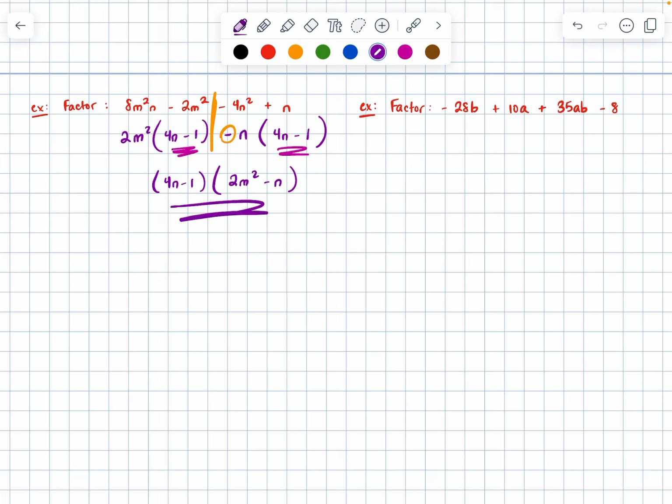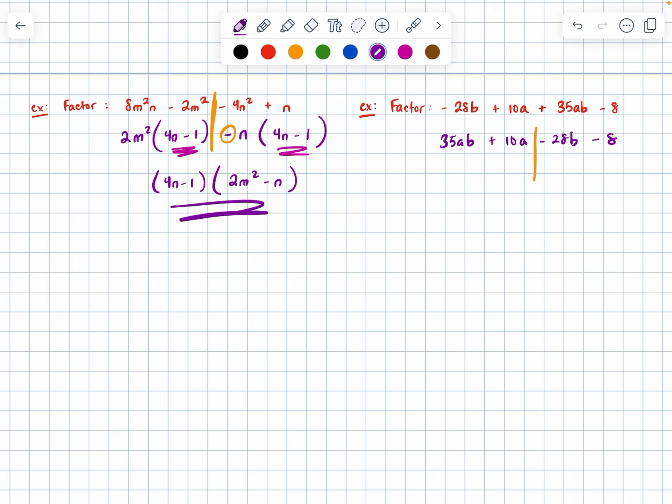For my second one, negative 28b plus 10a plus 35ab minus 8, here I do actually need to do some regrouping. In the second, 35ab and 8, no common factors. So I'm going to choose to rewrite this in standard form to make my life easier. So I'm going to put 35ab at the front plus 10a before negative 28b because a comes before b in the alphabet. Leave my negative 8 at the end.